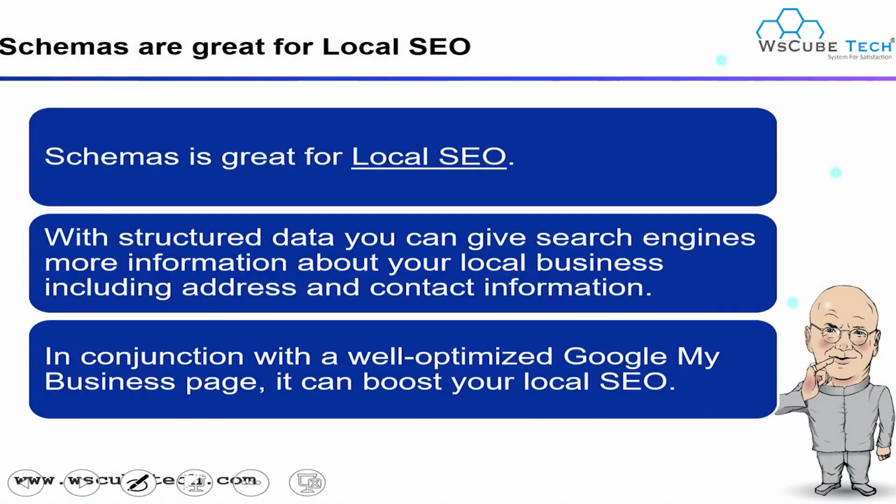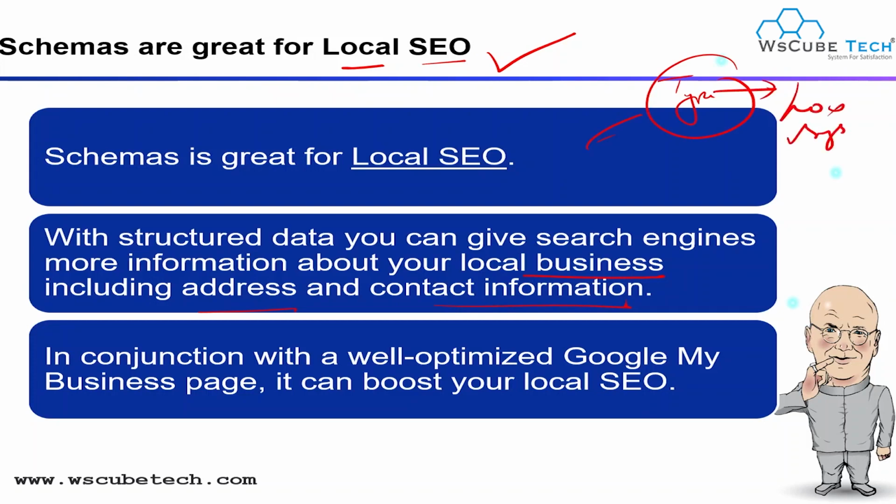Now, schemas are great for local SEO. For local SEO, we have to generate one schema markup. With structured data, you can give search engines more information about your local business, including address and contact information. For this, we simply mention in the type that it is a local business. And when you select local business, you have to give details accordingly, and then the schema markup is generated according to the local business. And in conjunction with a well-organized Google My Business page, you can boost your local SEO.